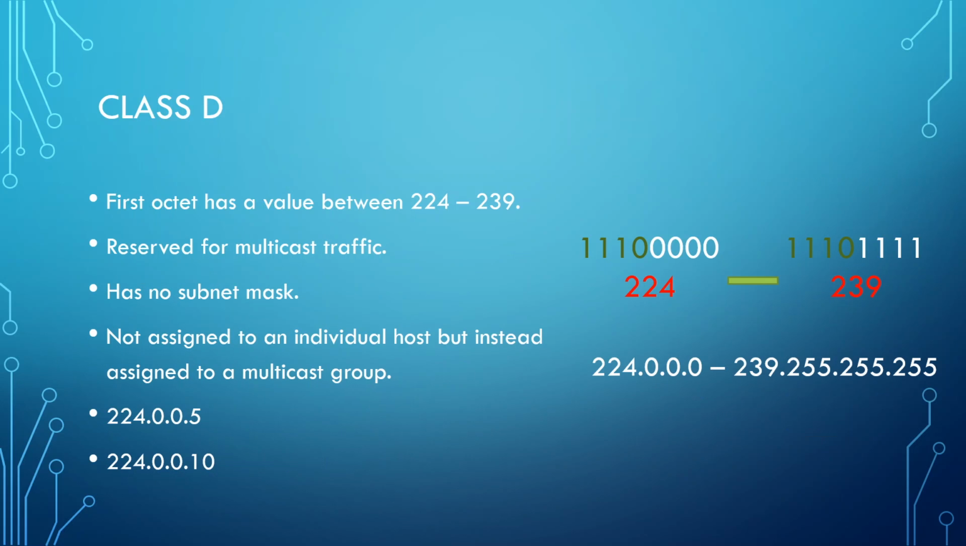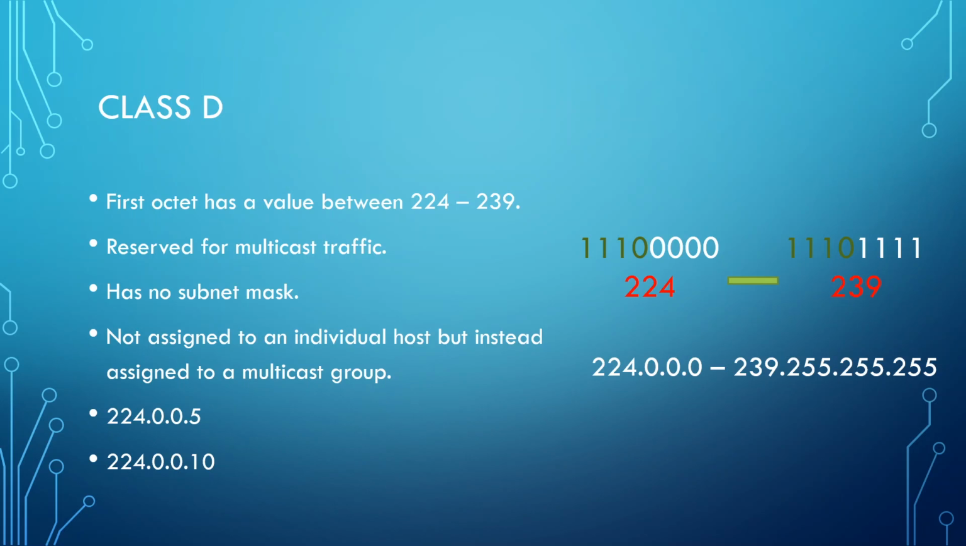Now let's move on to Class D. Class D addresses are reserved for multicast traffic, and Class D doesn't have a subnet mask. Class D addresses are not supposed to be assigned to an individual host, but instead are supposed to be assigned to a multicast group. Multicast traffic essentially allows multiple hosts to join a group, and any traffic destined to the multicast address of the group will be received by all hosts which are part of that group. Now the first octet can have any value between 224 through 239. And the first 4 bits of a Class D IP address are always set to 1110.